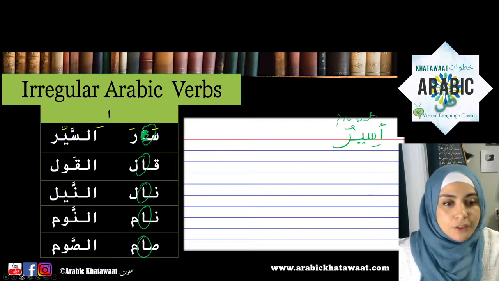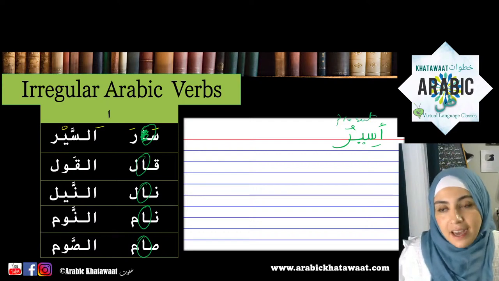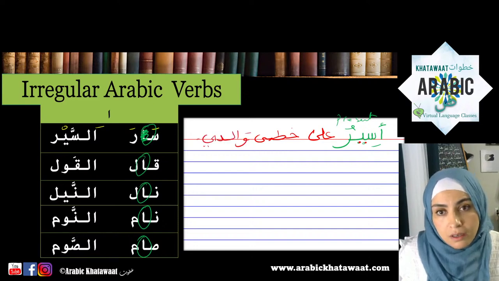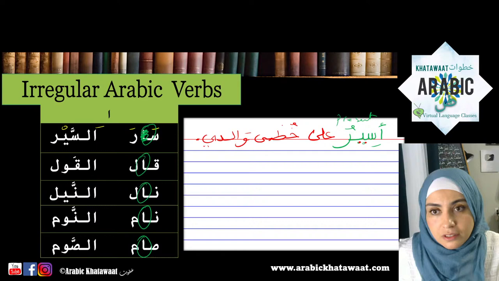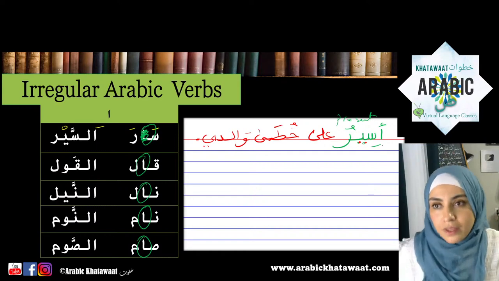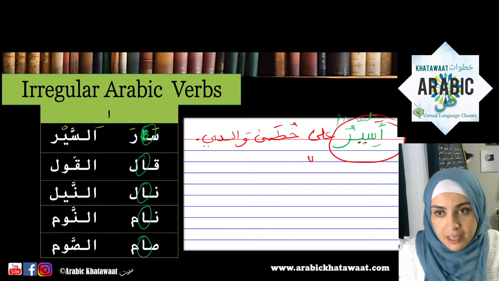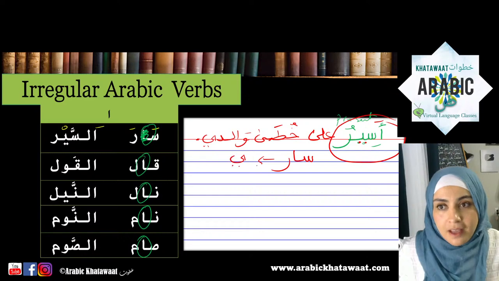So أسير على خطى والدي. I walk, or I follow my father's steps. أسير. The verb here سار, what you have, the alif changed to ya. And this would remind you of the verb باع.